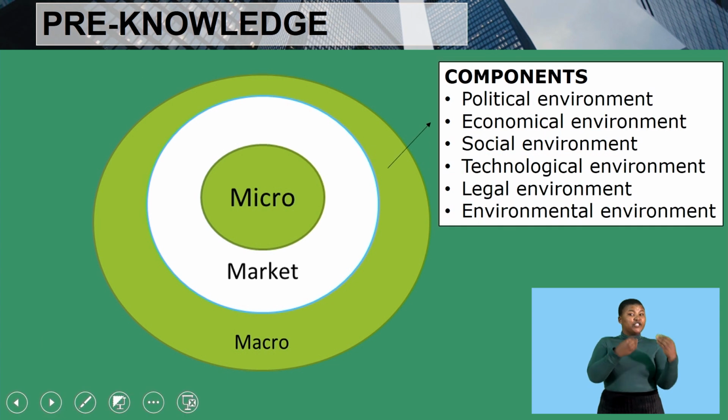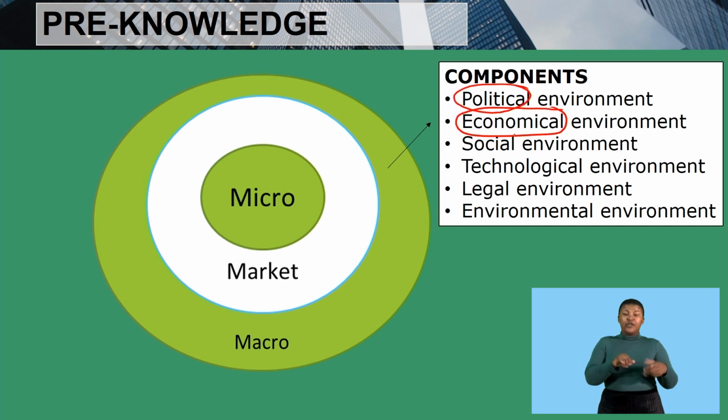Then our last business environment is, of course, our macro environment, which is our broader external environment, our biggest environment that can influence the business. And its components, of course, are the political, economic, social, technological, legal, and lastly, environmental environment.